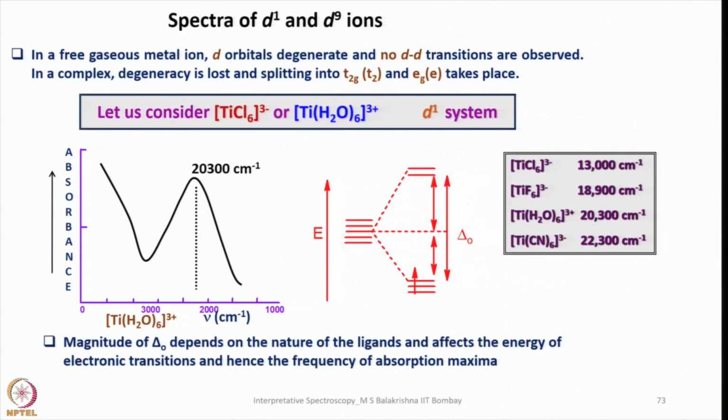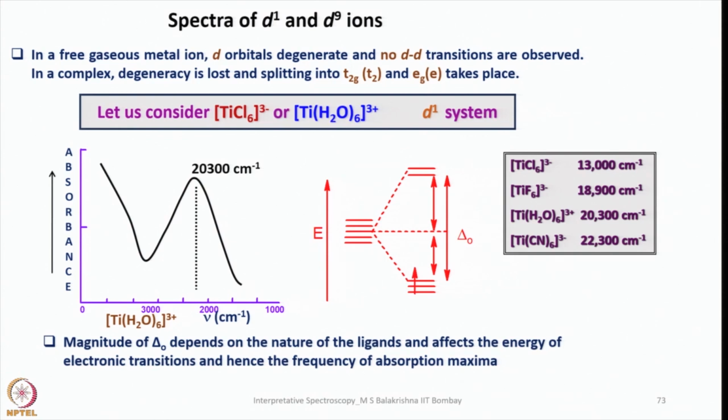d1 is one electron, and d9 is one electron less than completely filled electronic configuration. So they have similarities. That's the reason we are considering them together. In a free gaseous metal ion, as I already mentioned, d orbitals are degenerate and no d-d transitions are anticipated. In a complex, degeneracy is lost, and in an octahedral field, the d orbitals will be split into T2g, consisting of dxy, dyz and dxz, or T2 in case of tetrahedral, and then Eg or E consisting of dx2-y2 and dz2 orbitals.